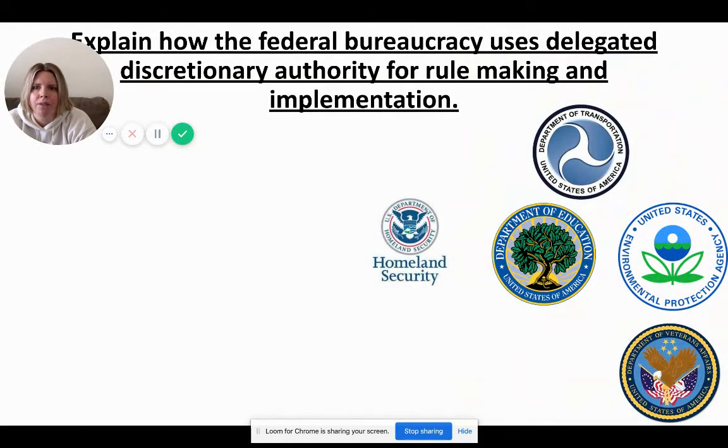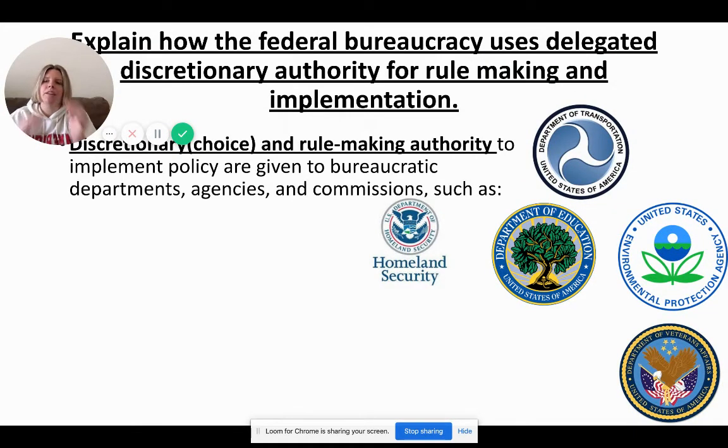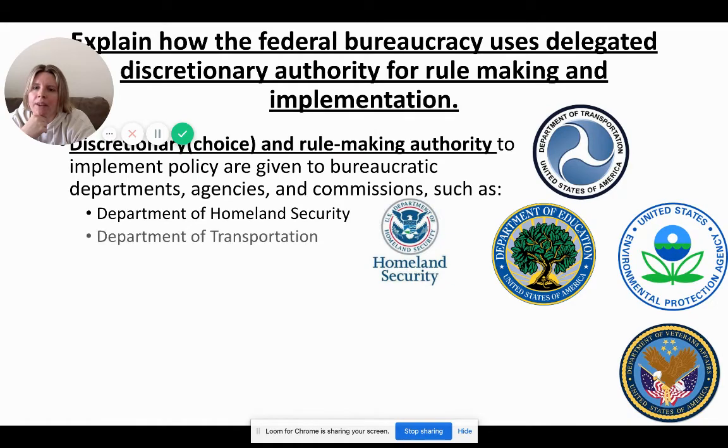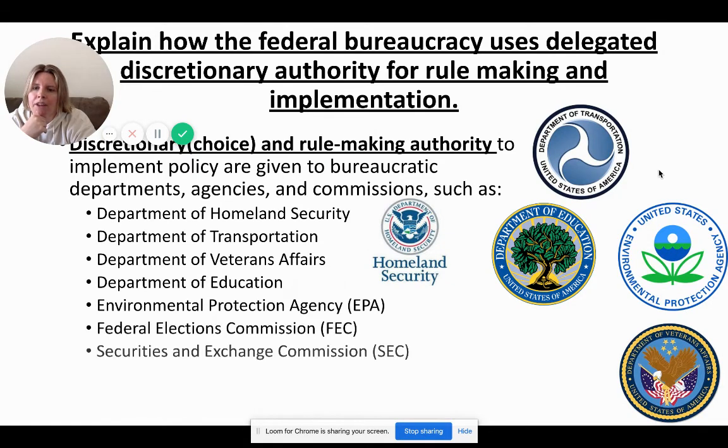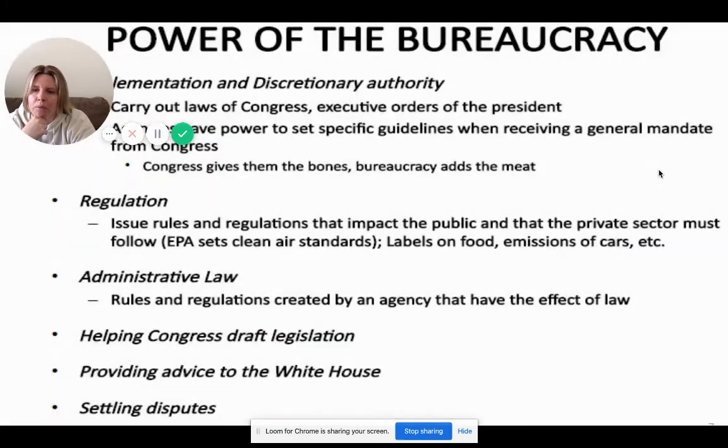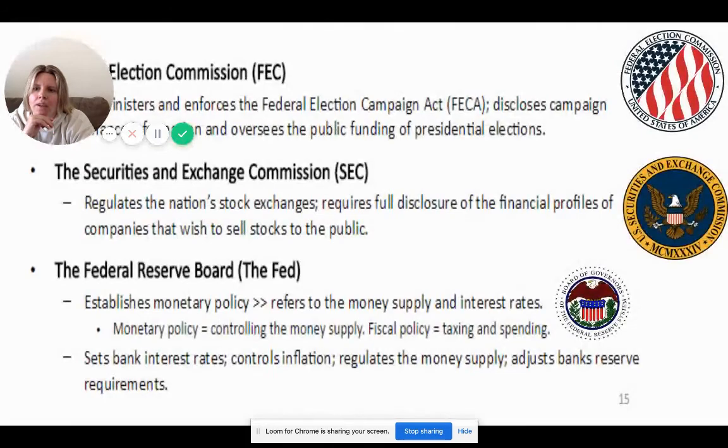Okay, so how did the federal bureaucracy use this delegated discretionary authority for rulemaking and implementation? So basically, just remember that these agencies have a lot of discretion in how they implement and how they issue fines, and they also can create rules because Congress creates these vague laws, and so they can come in and tighten it up and put more specifics in there. These are the specific departments that are mentioned in your curriculum, so you can just take a look at those. I don't think you need to know the specifics about each and what they do, though. So just remember that the bureaucracy has power because of the discretionary rulemaking authority, basically, and then solving disputes.